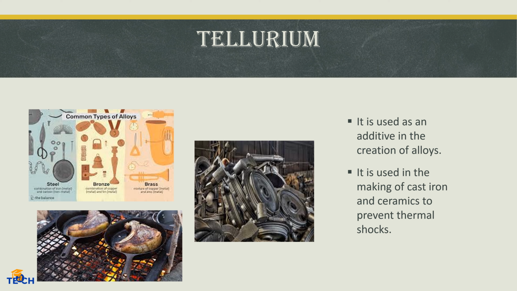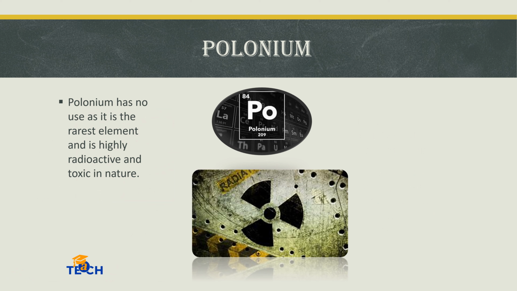Tellurium. It is used as an additive in the creation of alloys, and used in the making of cast iron and ceramics to prevent thermal shocks. Polonium. Polonium has no use as it is the rarest element and is highly radioactive and toxic in nature.